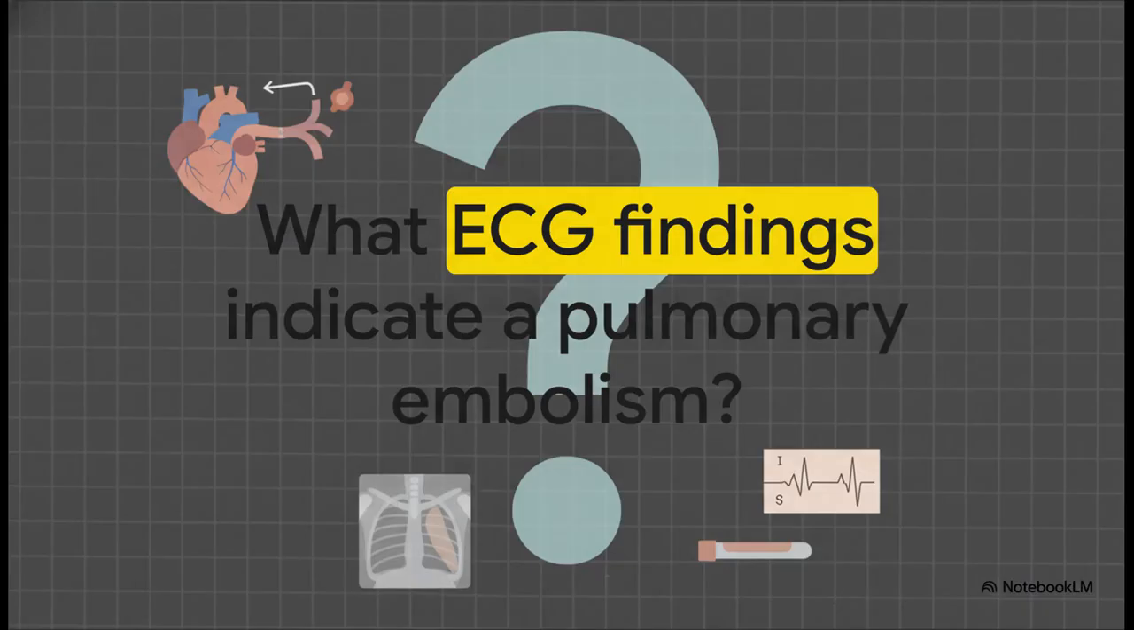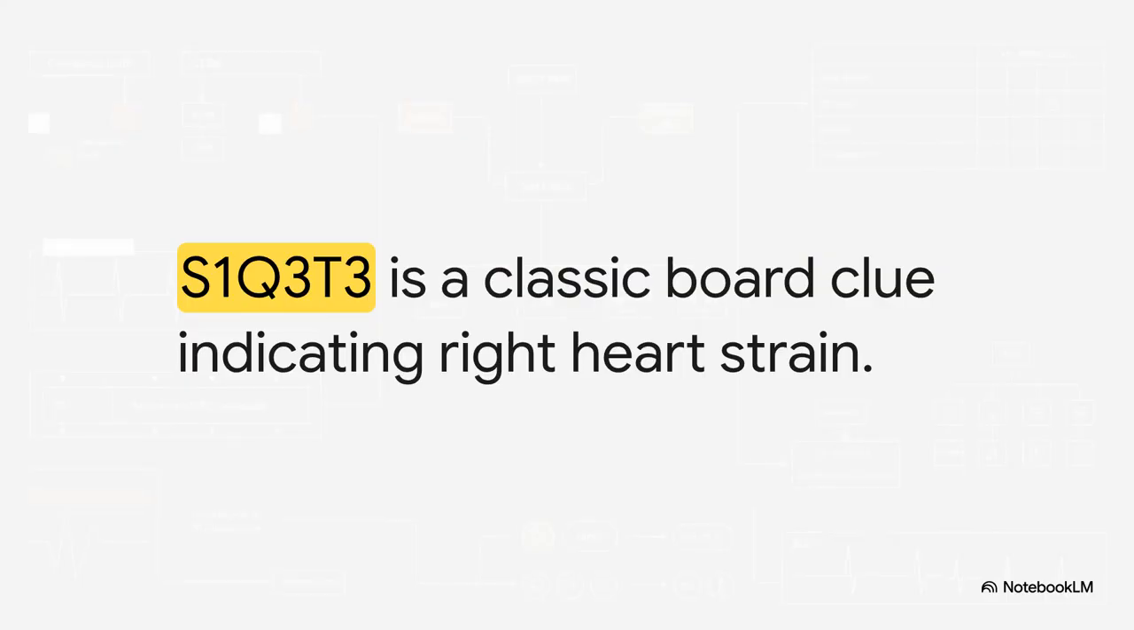Let's check your knowledge on another life-threatening chest pain differential that also presents with right heart strain. Pause here. What ECG findings are classically associated with a pulmonary embolism? S1Q3T3, meaning you'll see a prominent S wave in lead I, a Q wave in lead 3, and T wave inversion in lead 3. This is a classic high-yield board indicator of acute right heart strain. But keep this test day logic in your back pocket. While S1Q3T3 is the classic clue you have to recognize, simple sinus tachycardia is actually the most common ECG finding you'll see with a PE.